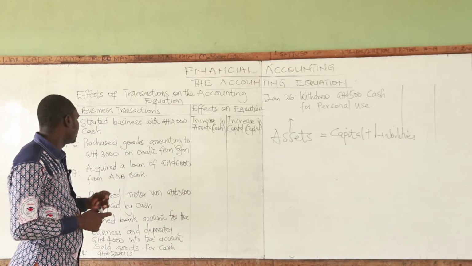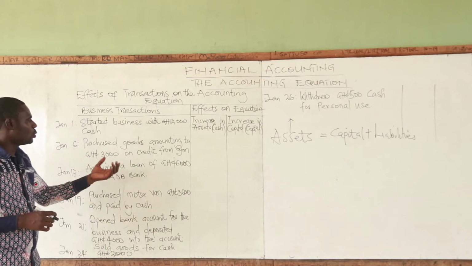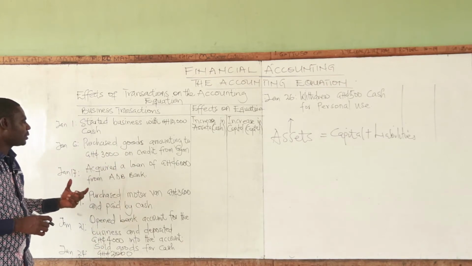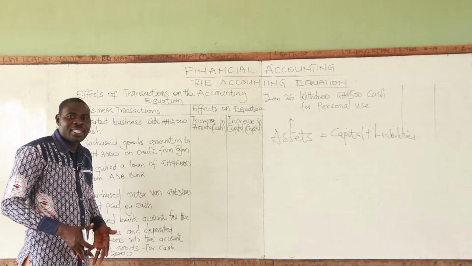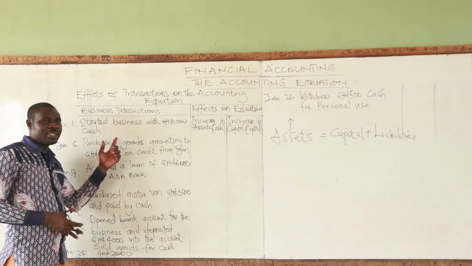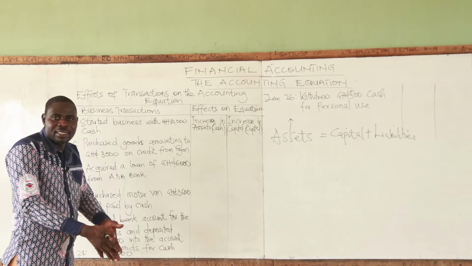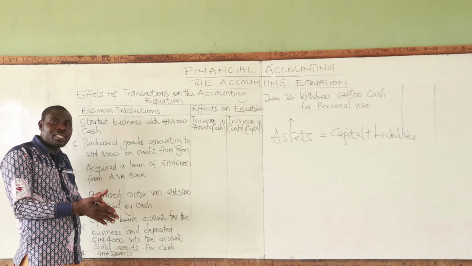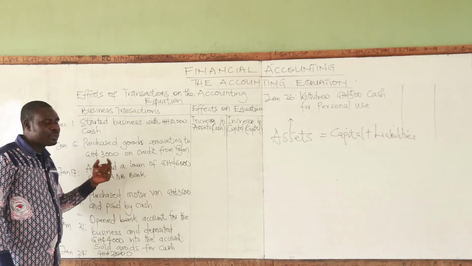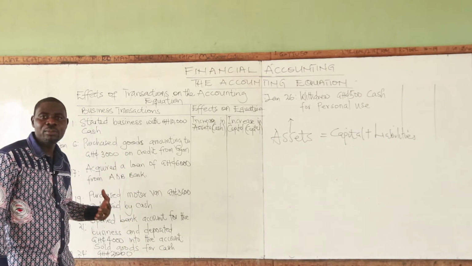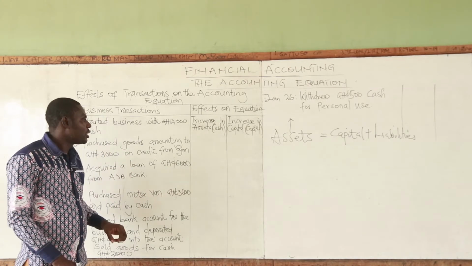Let's continue. On 6th January, what happened? Purchased goods amounting to 3,000 Ghana cedis on credit from Jan. Now it is no more the owner of the business bringing something, but the business in its own name. So see yourself as the accountant of the business. The business has now gone to purchase goods amounting to 3,000 on credit from Jan. You bought the goods on credit. You didn't pay. So what happens?